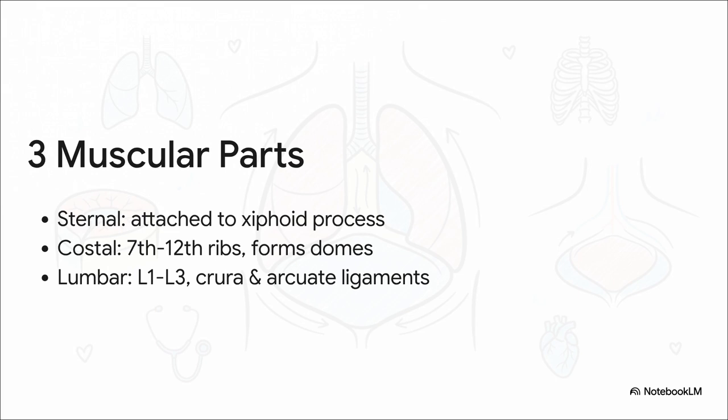Now pay attention here, because the lumbar part is packed with exam questions. It includes the crura and the arcuate ligaments. Notice that the right crus is noticeably larger and longer, springing from L1 all the way down to L3 or L4. The left crus, it only drops to L1, L2, or maybe L3. The lumbar part also features three very important fibrous arches. You've got the median arcuate ligament arching right over the aorta, the medial over the psoas major muscle, and the lateral over the quadratus lumborum.